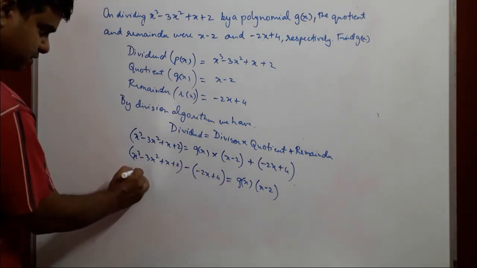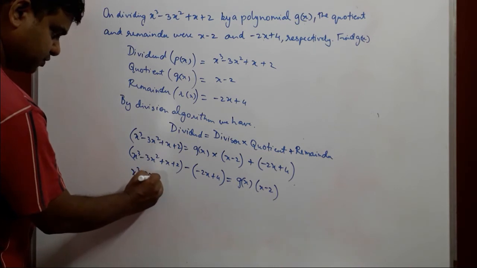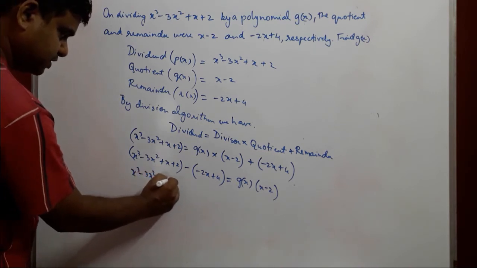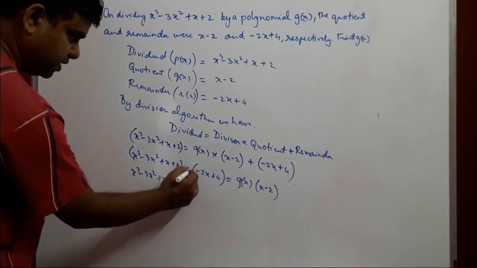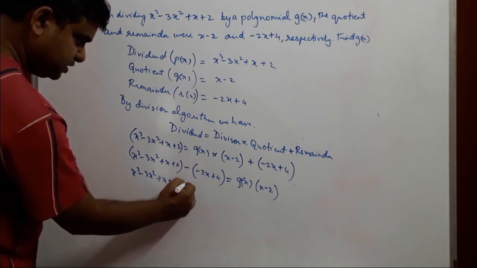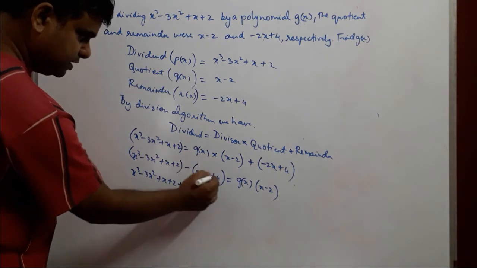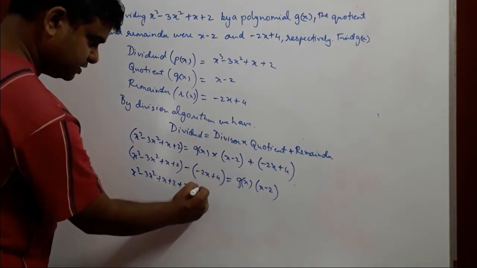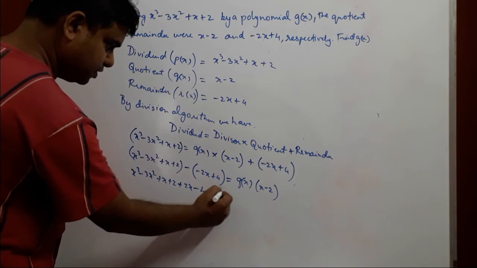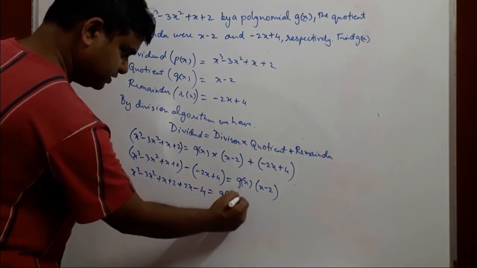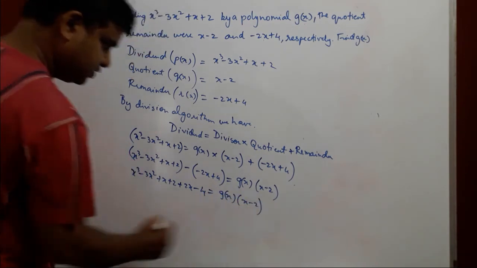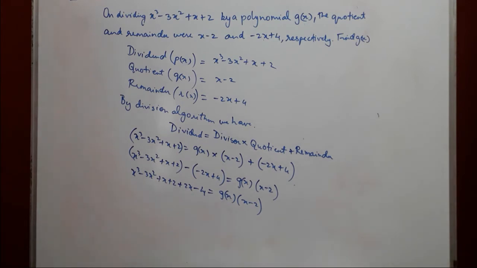So x cube minus 3x square plus x plus 2, minus and minus will become plus because this is getting multiplied. So plus 2x, minus into plus will give you minus 4, equal to, this remains the way it is, x minus 2. Understood till here? Okay, so we get it this way.